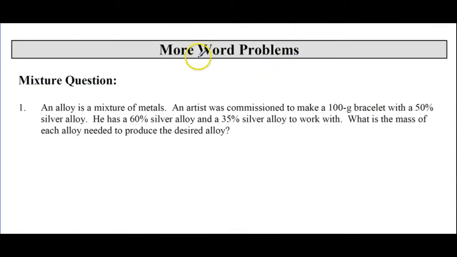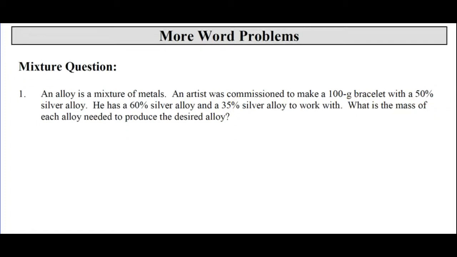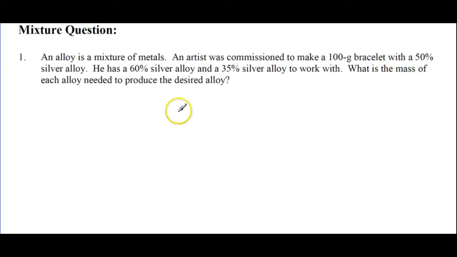More word problems, or actually some word problems. An alloy is a mixture of metals. An artist was commissioned to make a 100-gram bracelet with a 50% silver alloy. He has a 60% silver alloy and a 35% silver alloy to work with. What is the mass of each alloy needed to produce the desired alloy?